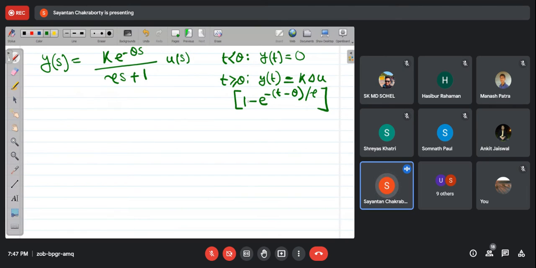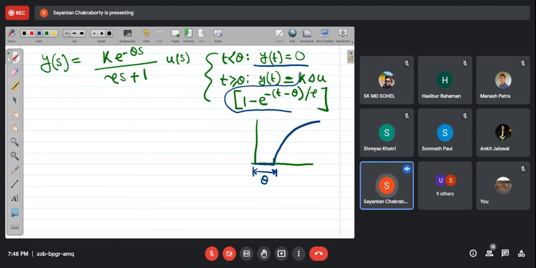K into delta u multiplied by this. So this is the actual response of the system. That's why we have seen that the response is looking like this. Up to theta, it will be 0. Then it will follow this exponential curve. And this is your dead time theta. That's why it is 0, and following this time, it will be given by this equation.